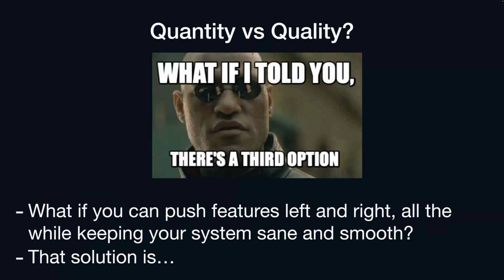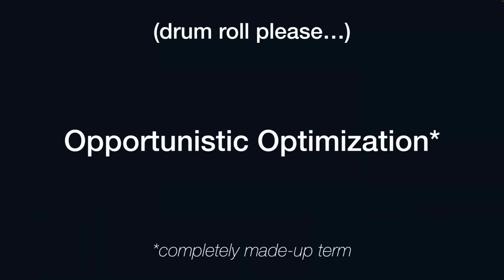So we have this contention between feature development and bug fixes on the one hand, and on the other hand, we have code quality improvements, code cleanups, and optimization. So you have to decide between the two of them. But there's actually a third way of looking at this, where you can develop features and do bug fixes, all the while keeping your code in an acceptable level in terms of performance. So the solution actually is opportunistic optimizations. This is a completely made up term by me, just so we have a common wording to discuss this idea.